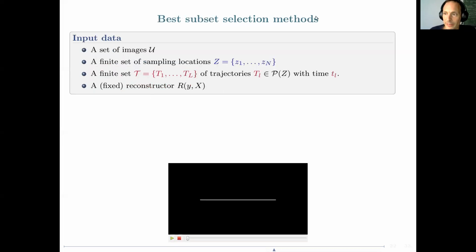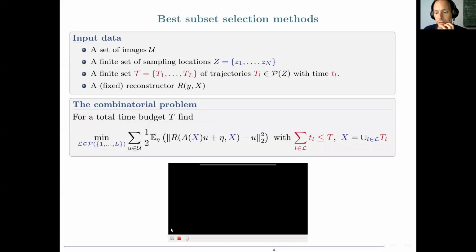So in best subset selection methods, you are given a set of images U and a finite set of trajectories, T1 to TL. They are admissible. And I will assume that the time to sample the trajectory TL is small tl. And we are also given a fixed reconstructor R of y, x. And the question here is how to find the best union of trajectories to obtain a reconstruction result.